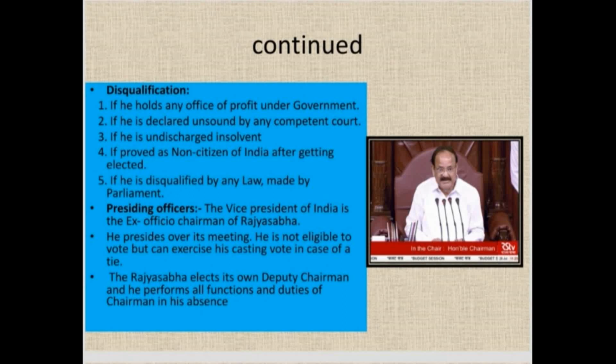And the Rajya Sabha elects its own deputy chairman, and this deputy chairman also functions similarly to the chairman during the absence of the chairman of Rajya Sabha.